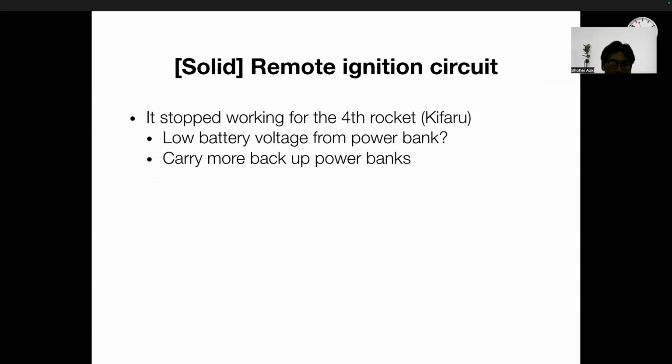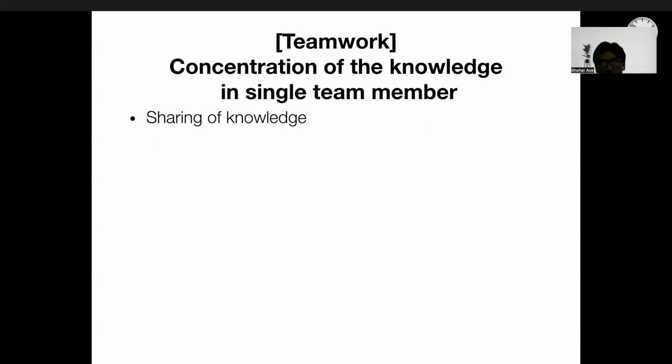Back to the solid propulsion, the remote ignition circuit had an issue, especially for the last rocket, Kifaru. For the first rocket, the remote ignition system was working, but at the last rocket, it was not working. So they suspect the issue was due to the low battery voltage from the power bank. If we had carried a power bank as a backup, they would have been able to launch it. So also we have to carry more power banks as backup.